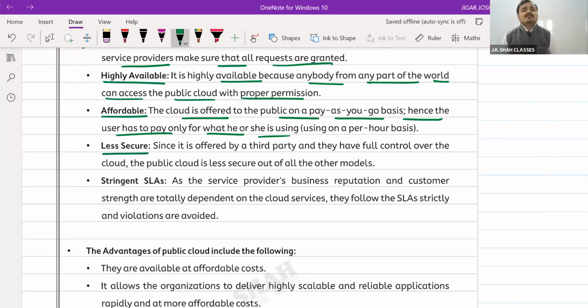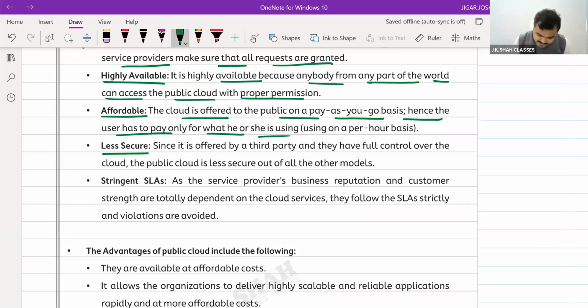What does it mean? These clouds are less secure because many people are occupying the space over there. Yet, chances of attack by hackers and viruses are always there because this is the public cloud. Anyone can enter. Suppose if it is your bungalow, can an unknown person enter your bungalow? No. But in your apartment, many people are entering also.